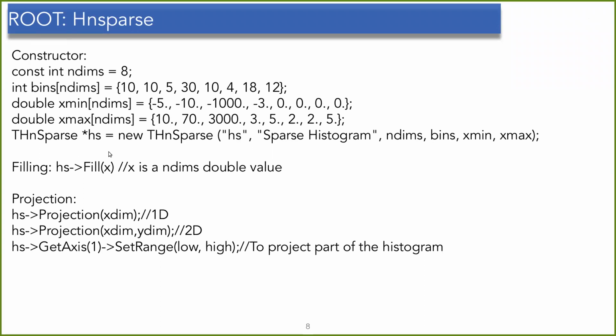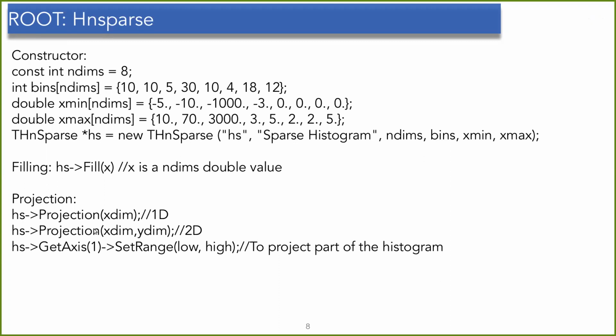Now one can project this THnSparse into a one-dimensional or two-dimensional histogram using the projection operator. If one wants to do a projection in one dimension, one can just write hs Projection, and in the argument one needs to give this xdim. This xdim corresponds to the axis number, meaning which axis you want to project. For example, if you want to project the first axis, you need to give 1. If you want to project the third axis, you need to give 3, and so on.